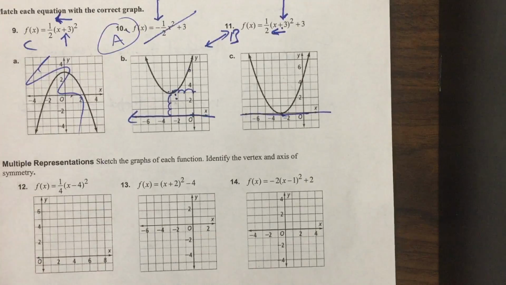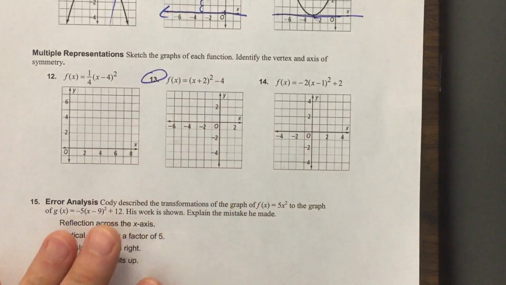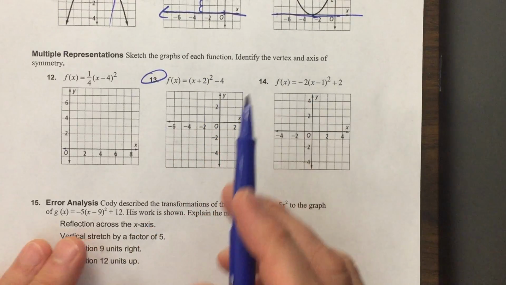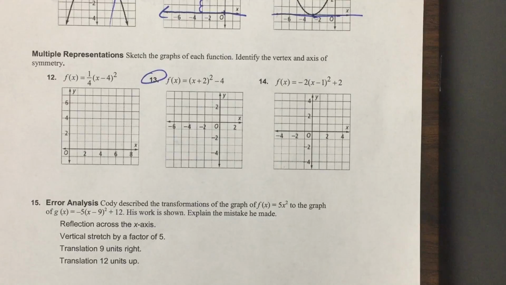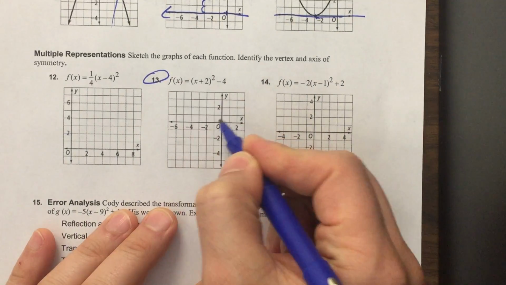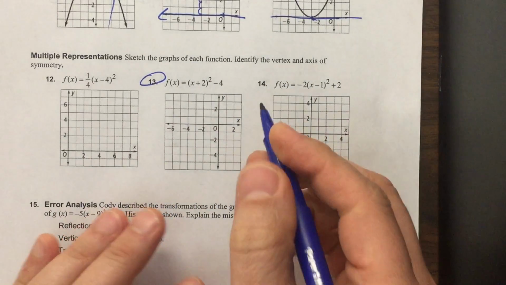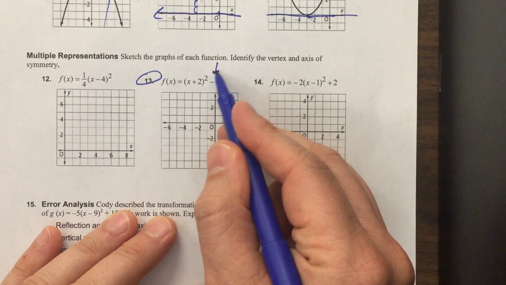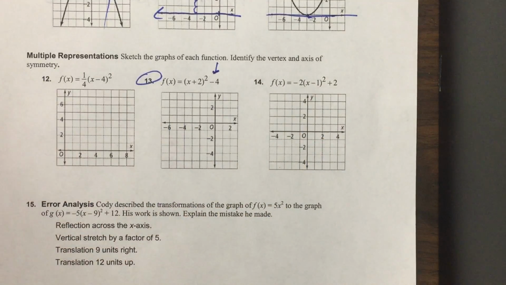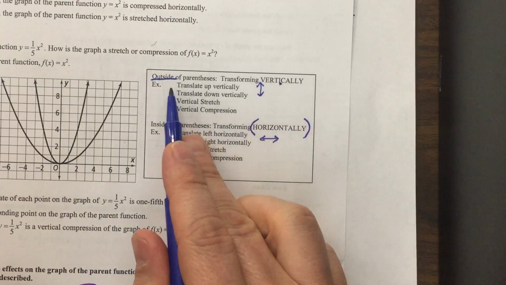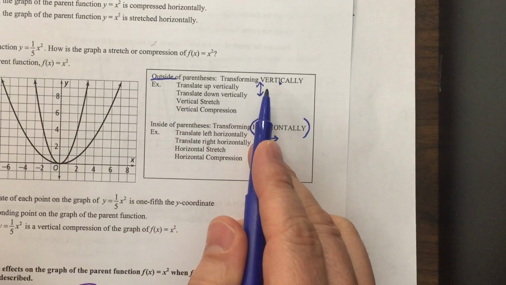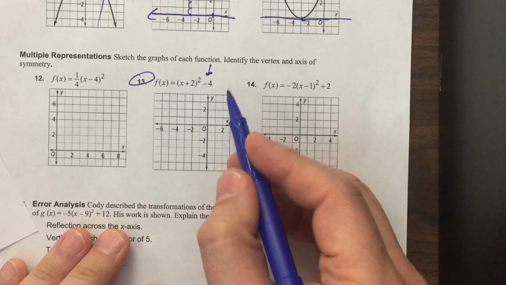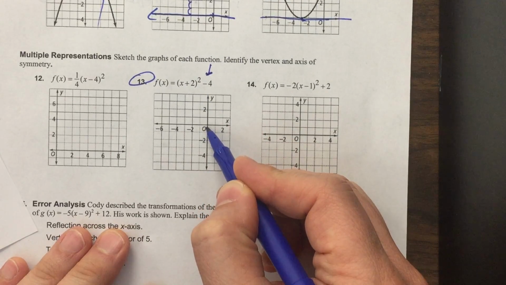Okay, let's do number 13. Sketch the graph of each function, identify the vertex and the axis of symmetry. Okay, so we know the parent function starts right here and goes up like that. So from the parent function, I have this -4 on the end. It's outside of parentheses. I know that that is a vertical change outside of parentheses. I also know it moves accordingly to what we would think. A negative, in other words, is going to go down. So our graph is going down 4.